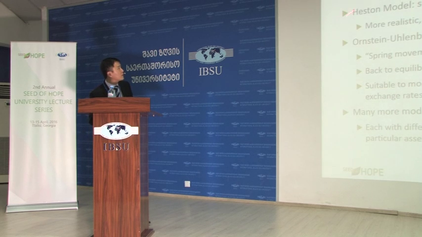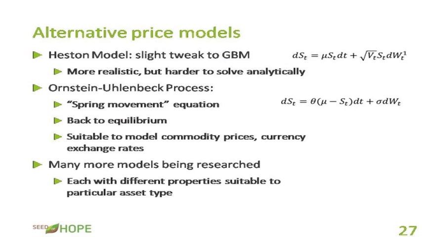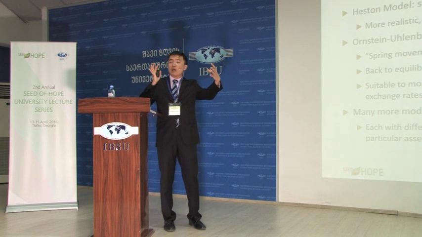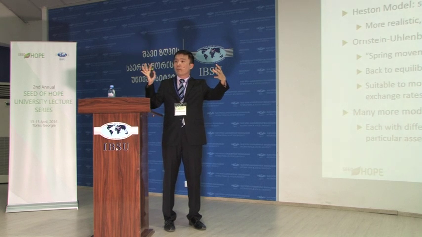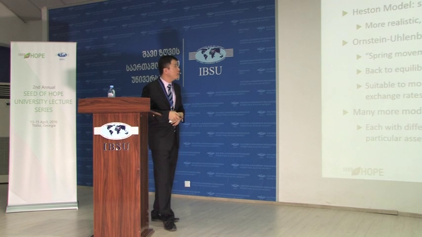The Heston model is a slight tweak to geometric Brownian motion because it assumes that the volatility is not always constant. This is very realistic. You can model it to fit the market perfectly, but sometimes it's really hard to solve this analytically. You have the Ornstein-Uhlenbeck process, where you might recognize this is similar to the spring movement equation in physics. If you know the spring, when I disturb it, it always tries to go back to its original state, right? And it has this equilibrium term here, the mu.